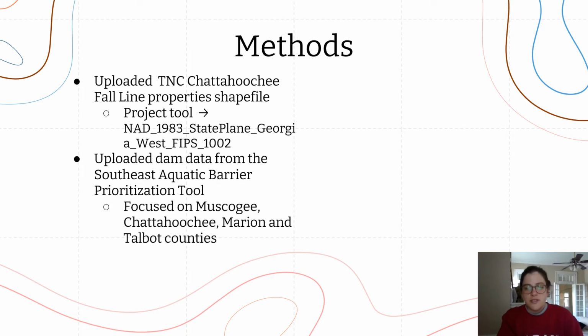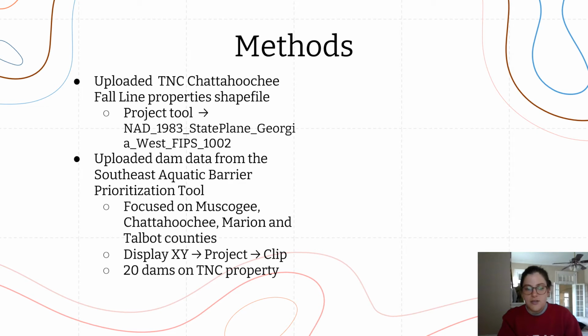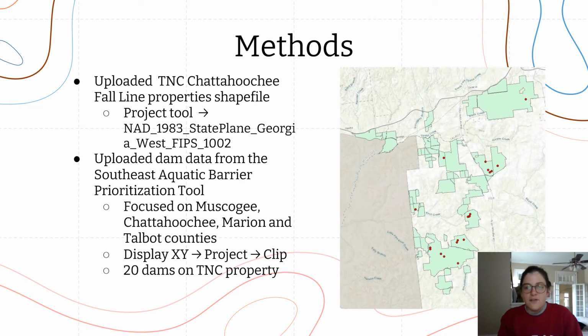I chose to focus on Muskogee, Chattahoochee, Marion, and Talbot counties since those are the counties that the Nature Conservancy properties lie in. I used the display XY, the project tool, and then I did a clip in order to focus on just the dams that were located in the Nature Conservancy properties. And I found that there were 20 dams located in the Chattahoochee Fall Line properties, as you can see here represented by those red dots.